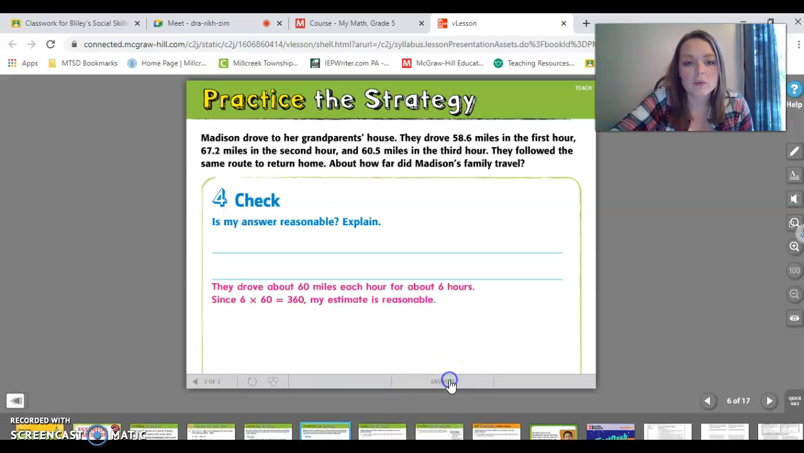Okay, let's check for reasonableness. They drove about 60 miles each hour for about 6 hours. We're going to multiply 60 times 6 to give us 360, which is a reasonable estimate.